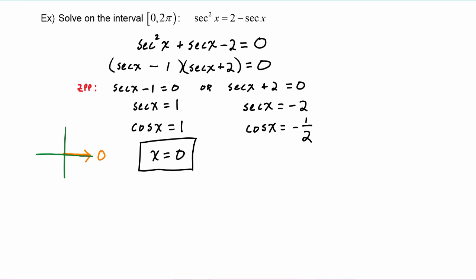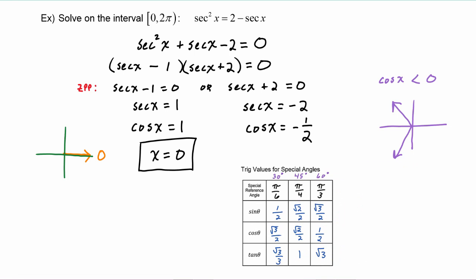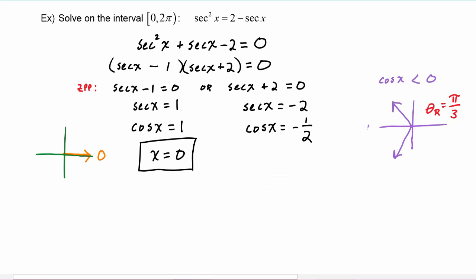We can draw this picture. We know if cosine of x is negative, then that means the angles have to be in quadrant 2 or 3. We go to our special angle chart and look in the cosine row for the value of 1/2, and we see that theta r is going to equal pi over 3. Here's pi.